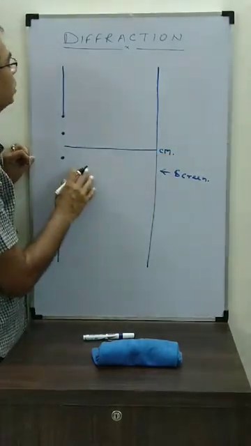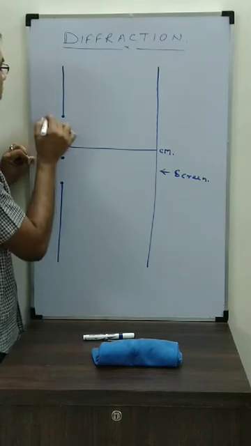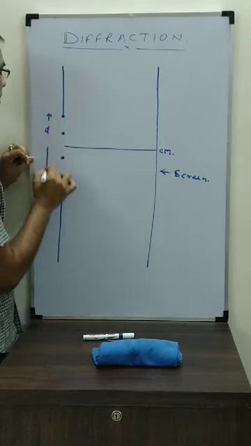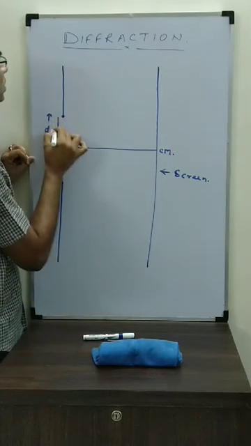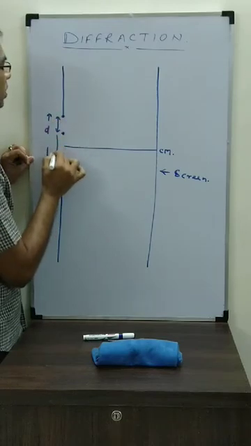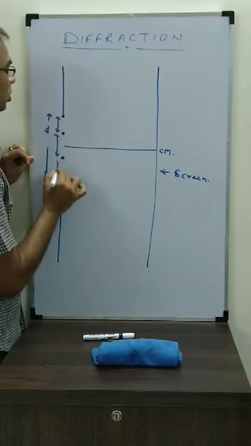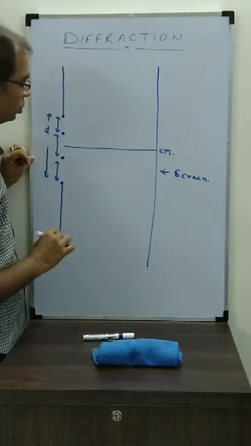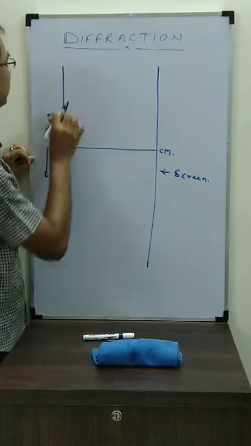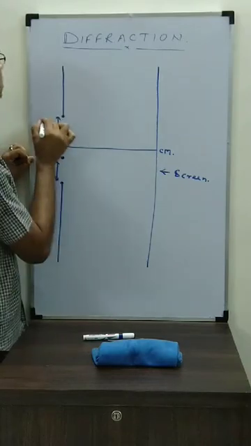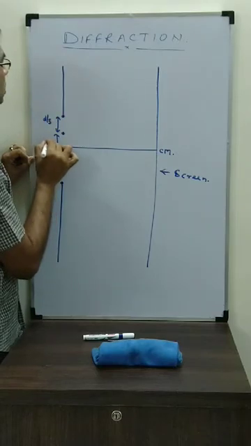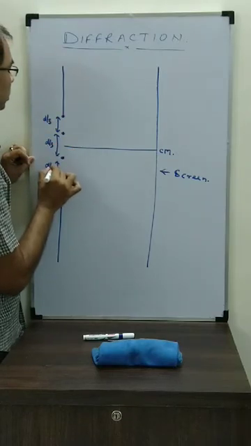Fine. Now you check here. If this gap is d, then what is this? It's d by 3. This is d by 3 and this is d by 3, because you divided it into 3 zones. So each one is d by 3. This is d by 3, this is d by 3 and this is d by 3.